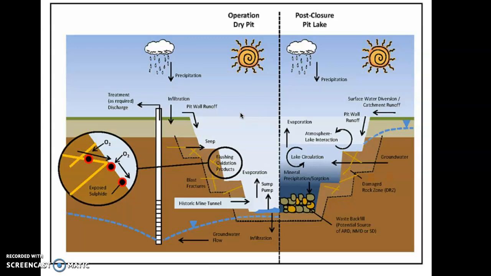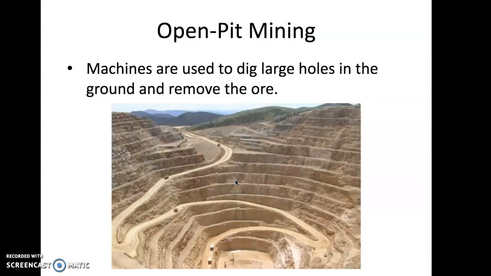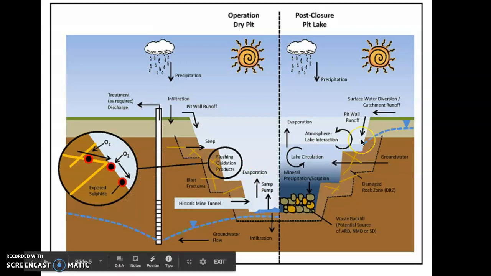This is a graph, actually a timeline. So here is what would happen if we're operating a pit mine right here. We have dug deep down into the surface of the earth, and we are trying to get the minerals out. So we've got this big open pit, just like we saw here. Like I said, eventually it is going to close up.